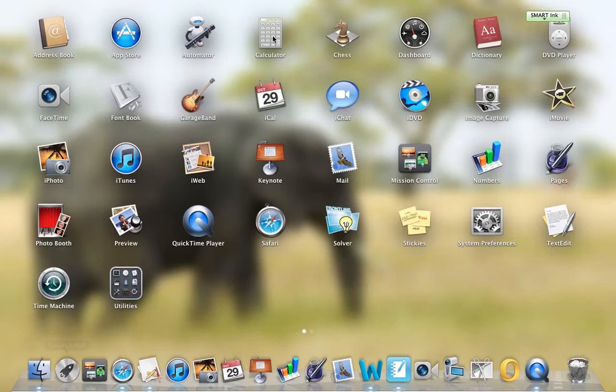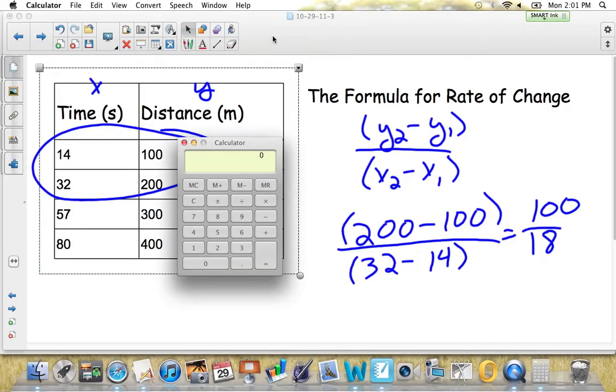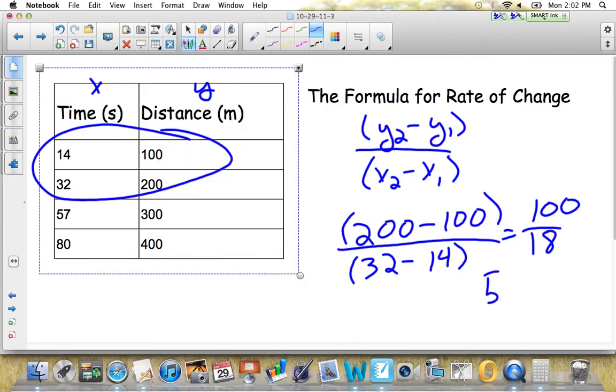Let's go ahead and pull up the calculator, see what we get when we do that. 100 divided by 18. So my rate of change here is 5.5 repeating meters per second. That's the speed that I am traveling at.